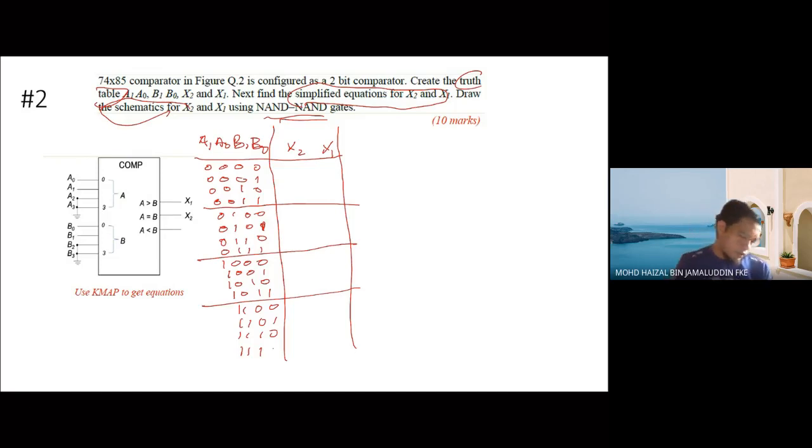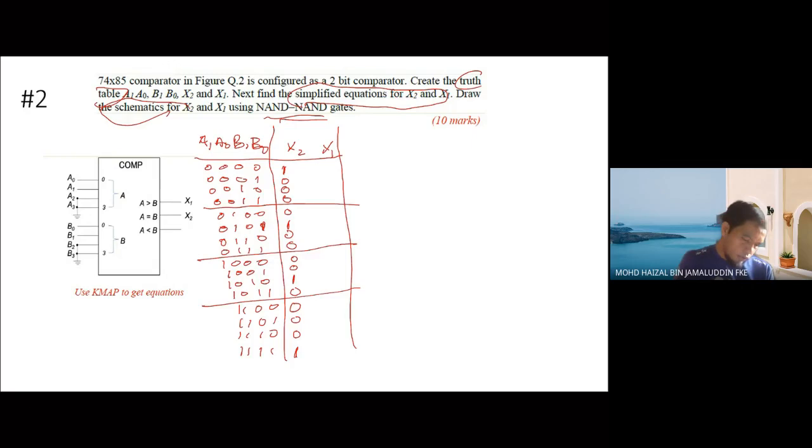Okay, so now we compare. If it is equal, A1, A0 is 0, B1, B0 is 0, so X2 will be equivalent to 1, else it is 0. So here you find 0, 1 is equivalent to 0, 1, so it is 1. And here, again, 1, 0 and 1, 0 is 1. And here, the final one is 1. Okay, so that's for A equivalent to B.